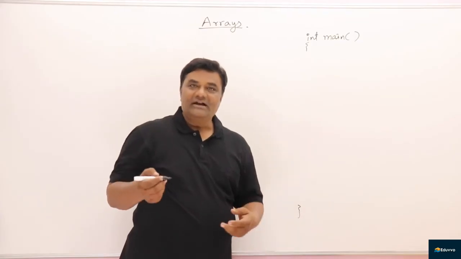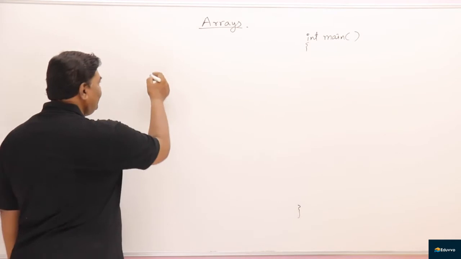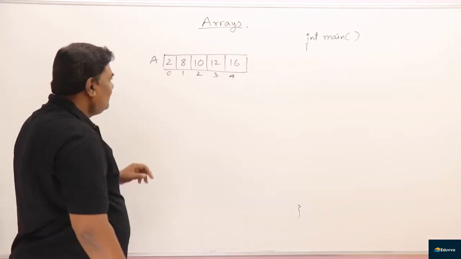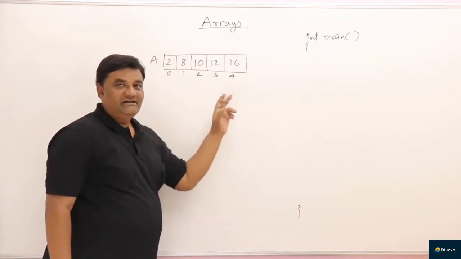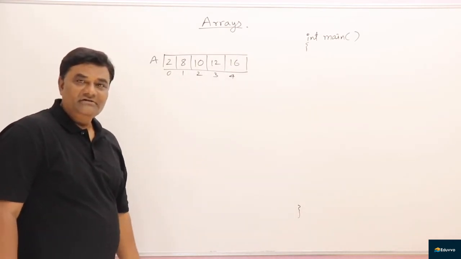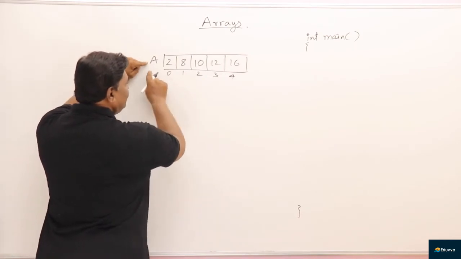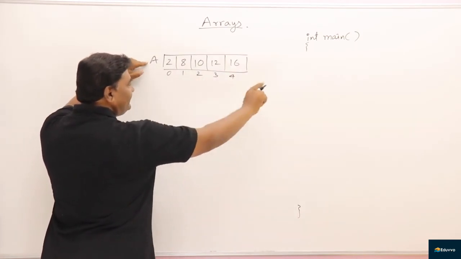Let us write the first program on array. Suppose I have an array with some elements in it. I want to display all these elements on the screen one by one. So first a of 0, then a of 1, then a of 2, one by one I should display all the elements.